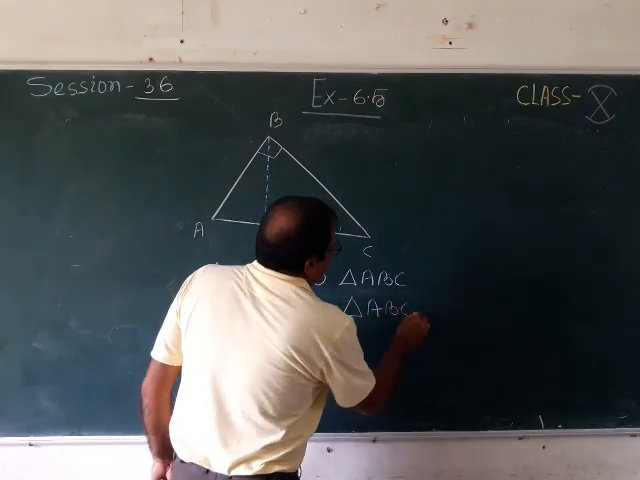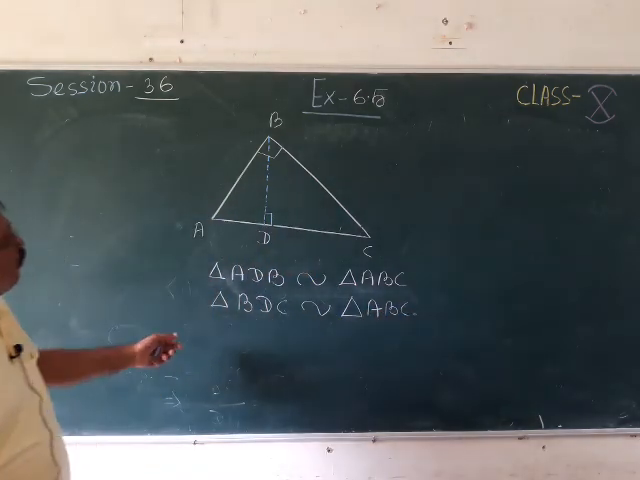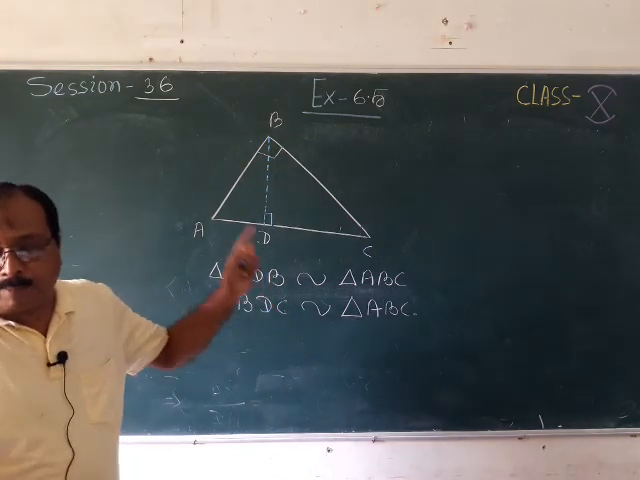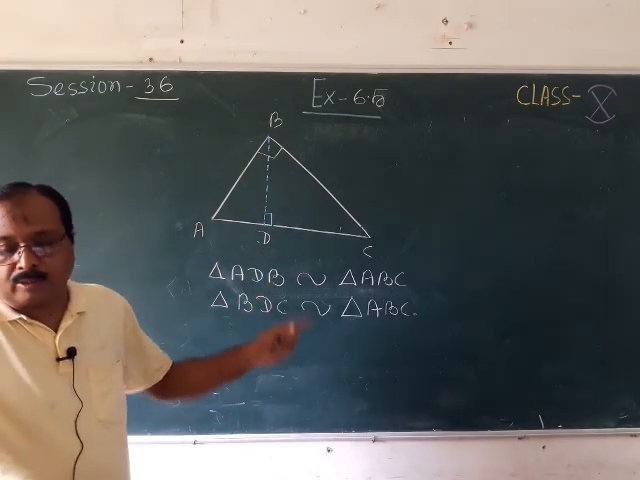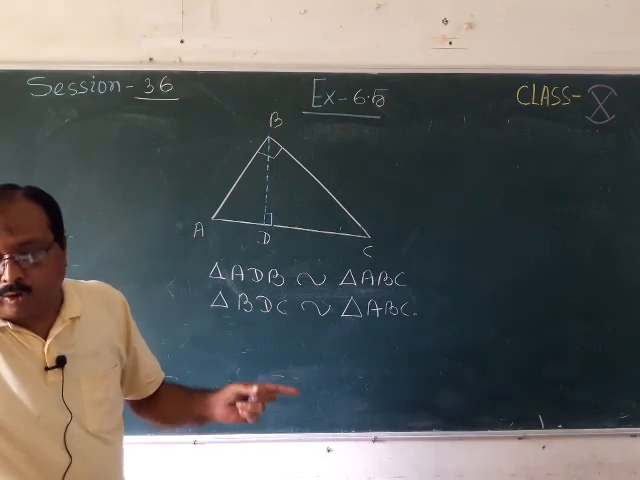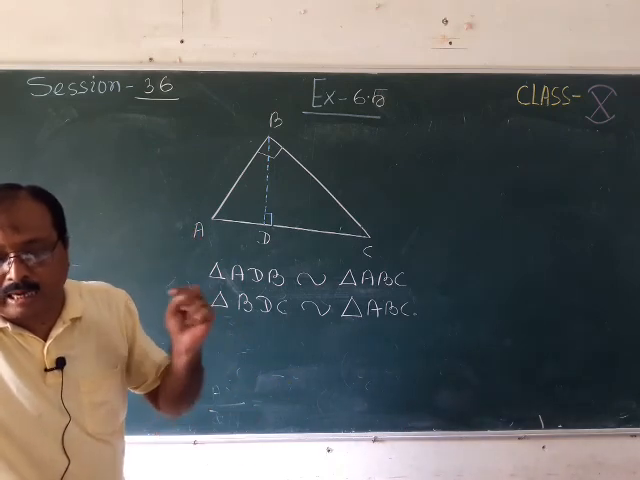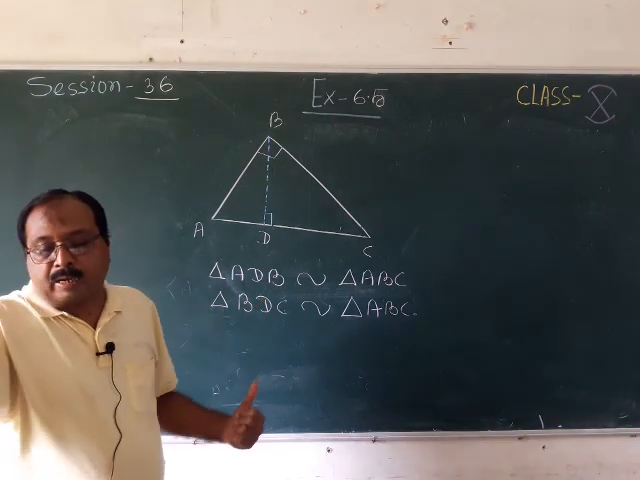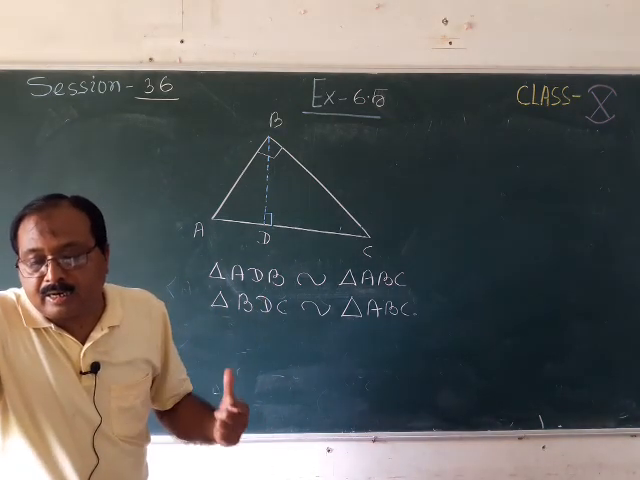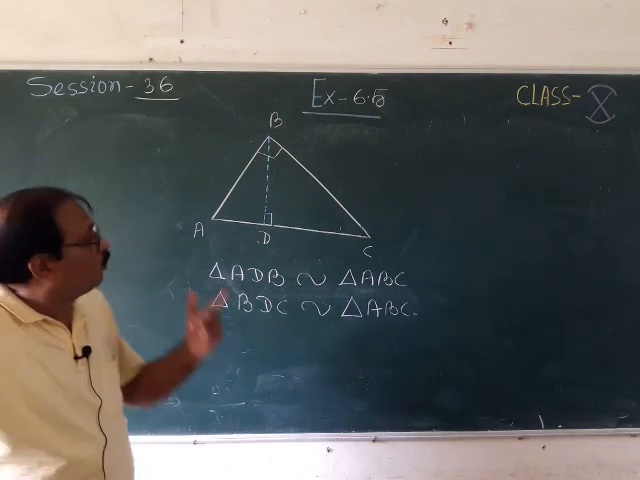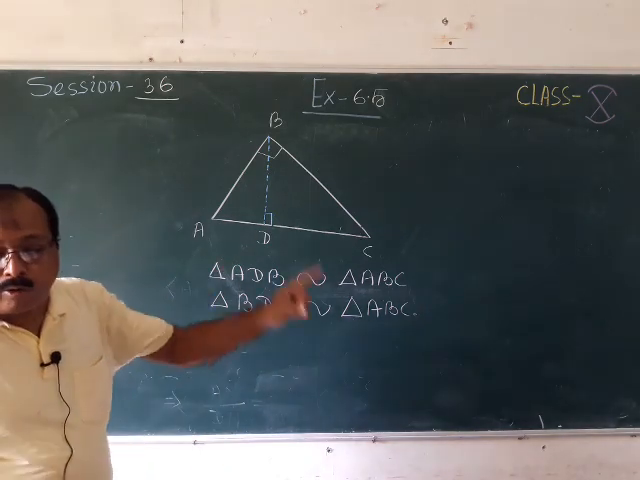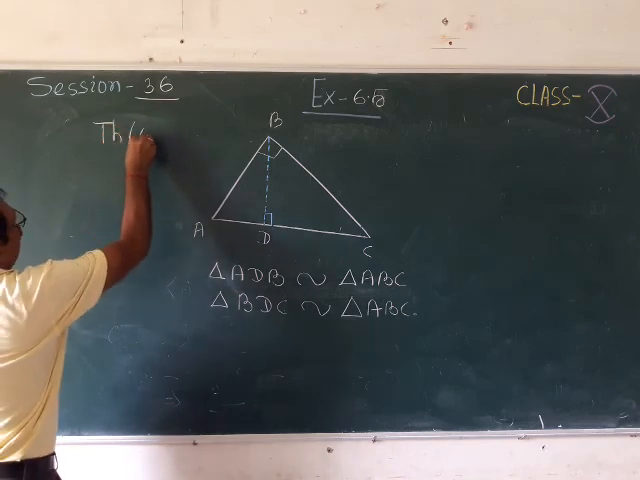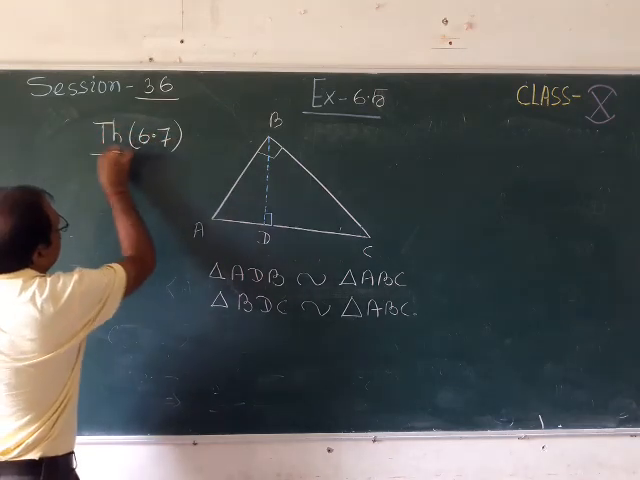Triangle BDC is also similar to triangle ABC. So keep this in your mind: if a perpendicular is drawn from the vertex of the right angle of a right triangle to the hypotenuse, then the triangles on both sides of the perpendicular are similar to the whole triangle and to each other. This is all about theorem number 6.7. You can see in your book the theorem is 6.7.